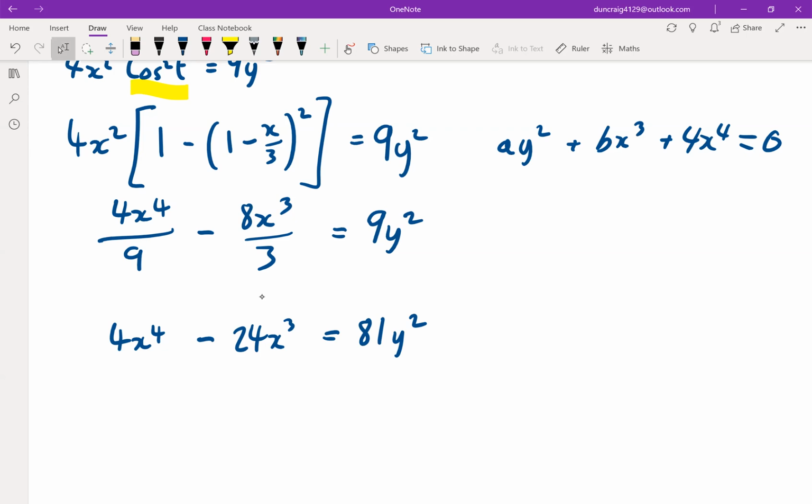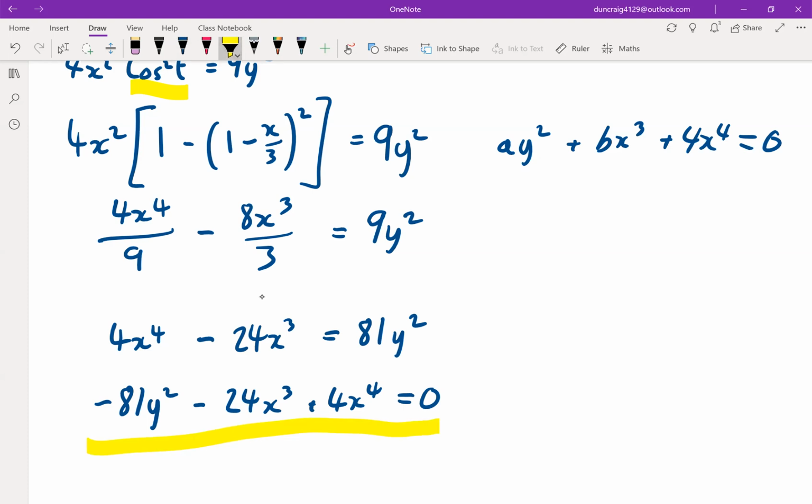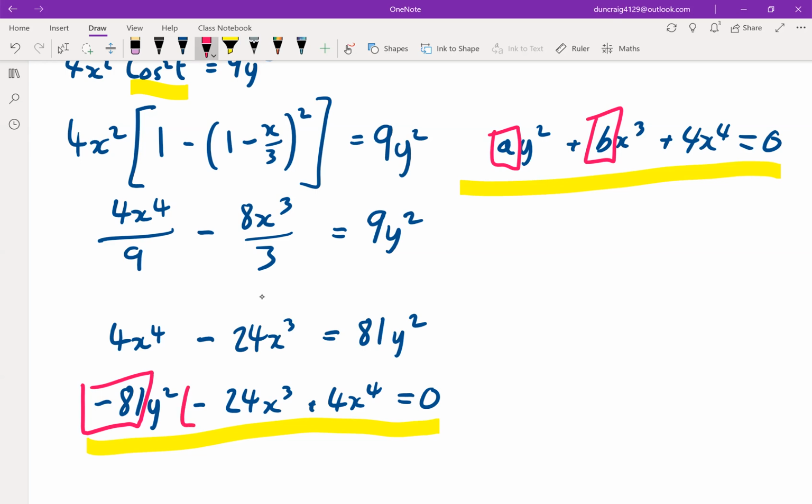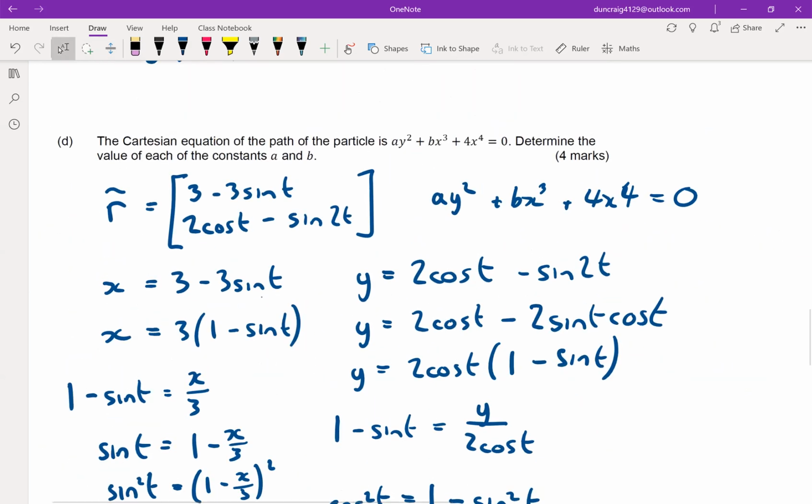So what we've got here, we'll start with the y squared term first, minus 81y squared take 24x cubed plus 4x to the 4 is equal to 0. All right, this one here matches this one here now. So there is our A term here, there is our B term here. So we can say that A is equal to minus 81, B is equal to minus 24. What good fun. So 4 marks for that there.